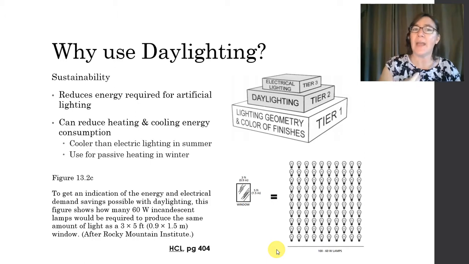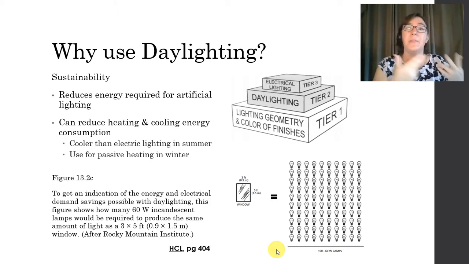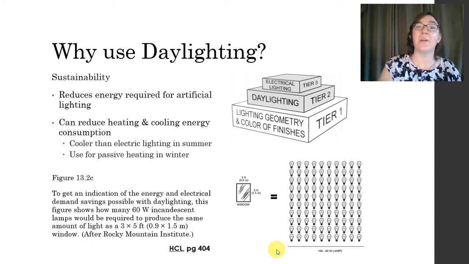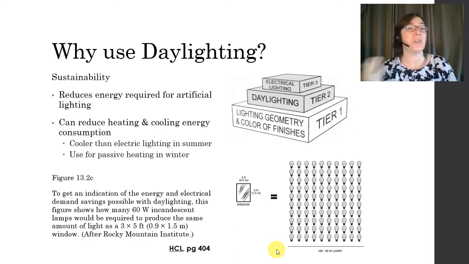And let's also tie in the heating and cooling, okay? Because it turns out that adding daylighting can reduce your energy consumption also for heating and cooling. It is cooler and higher efficacy than electric lighting in the summer, and you can actually use it for passive heating in the winter.